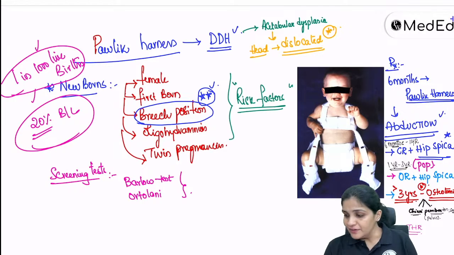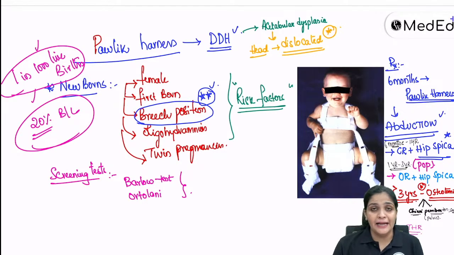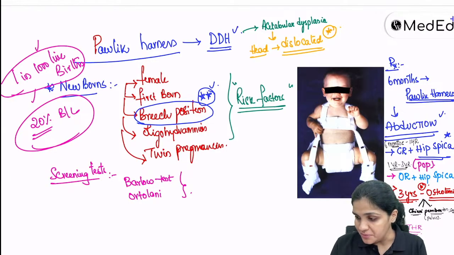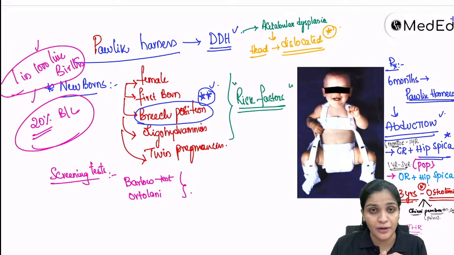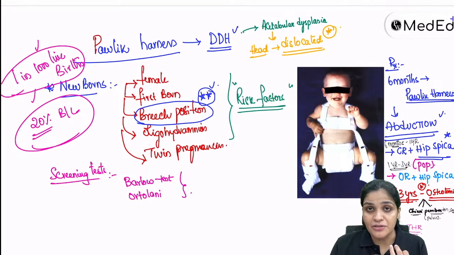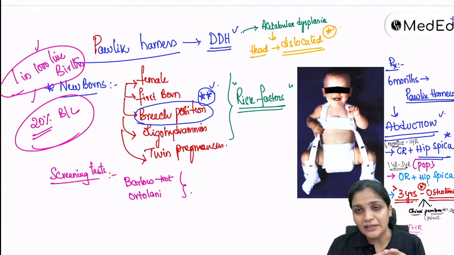So now you will identify this is the Pavlik harness, and they might ask you anything related to this. They can just put up, identify the splint, or they can ask you what is this position, is this adduction, abduction, or what is the treatment. So you all know that treatment is abduction, and they can ask you what are the risk factors for affecting this baby. So female, firstborn, breech, oligo, and twin pregnancies, and they might ask you what would be the screening tests that have been done to the baby to give this treatment. So these are two important screening tests, Barlow's and Ortolani. And then they can ask you any treatment protocol.